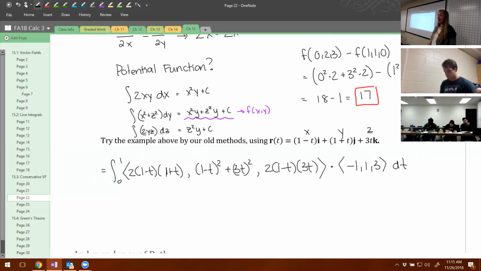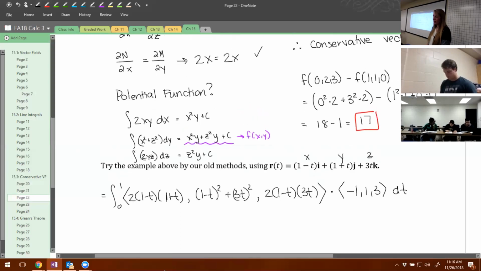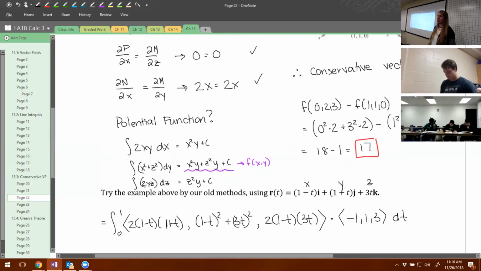If we didn't have that, we'd have to go through and find a parameterization for this, and it's just a lot more work. So hopefully you see the benefit of this new method. It's a lot shorter, a lot less involved mathematically to get the answer. But it only works for conservative vector fields. You have to find that. Yeah, you would have to go back and find this.